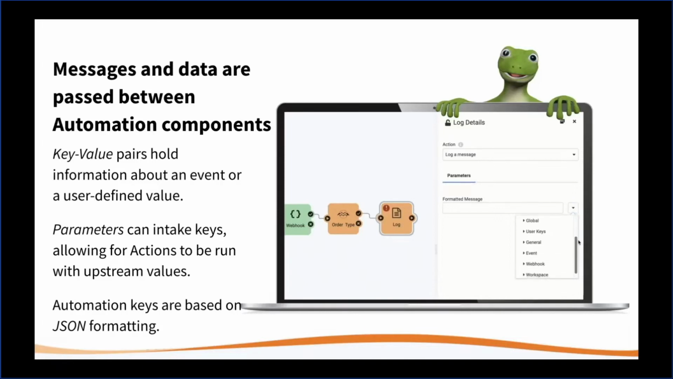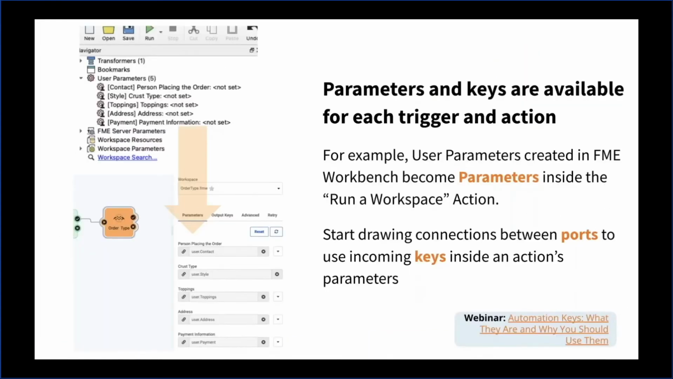So every trigger and action has its own properties that can be passed on to the next action. And triggers and actions also have parameters that can be set up to intake these key values. And the whole system is built on JSON format. So if you're familiar with JSON, this is going to be even more simple, but you don't have to know it in order to use keys. Once we connect a trigger and an action or two actions together on our automation canvas, keys are available to use in downstream parameters, and different actions will have different parameters.